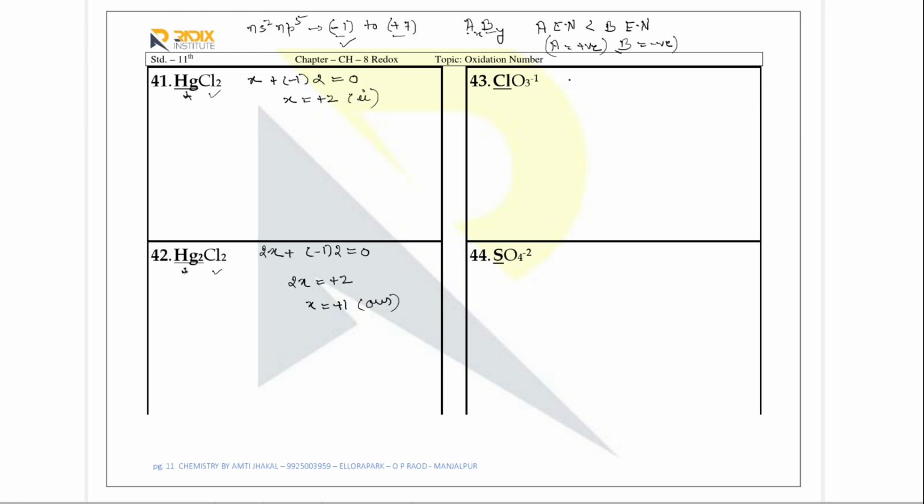Let's practice ahead. Chlorine oxidation state X plus 3 into -2, oxygen oxidation state -2, is equal to -1. So chlorine is equal to +7. See here, the chlorine oxidation state by calculation is coming +7. Why? Because it is an ion of two non-metals, chlorine and oxygen. Electronegativity of chlorine is less than oxygen.